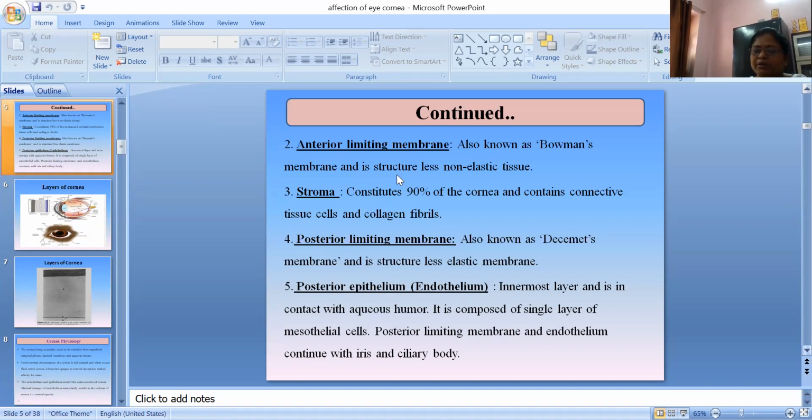Then the posterior limiting membrane, also known as Descemet's membrane, which is a less elastic membrane. Then the posterior epithelium or endothelium, the innermost layer, in contact with aqueous humor. It is composed of a single layer of mesothelial cells. The posterior limiting membrane and endothelium continue with the iris and ciliary body. So these are the 5 layers of cornea.